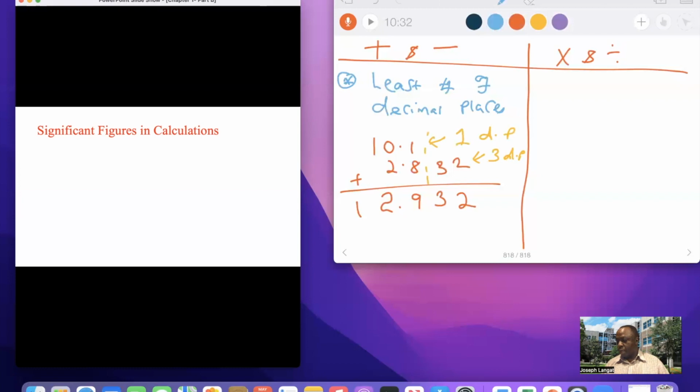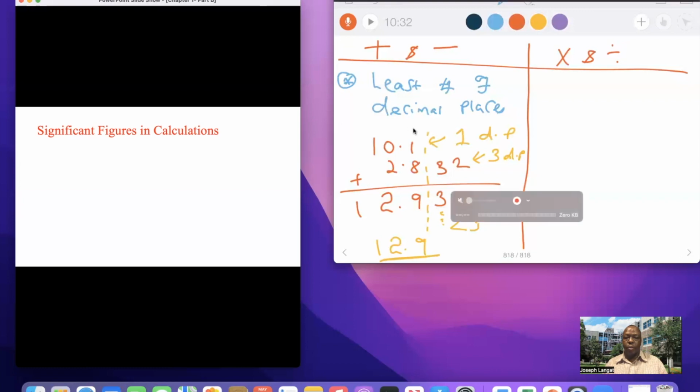I'm gonna stop right here. And if I look at this, it's less than 5. So we just have 12.9, one place of decimal, because of one place of decimal in one of the numbers. If this one had 2 and this one has 3, then we'll have 2 places of decimal in our final answer.